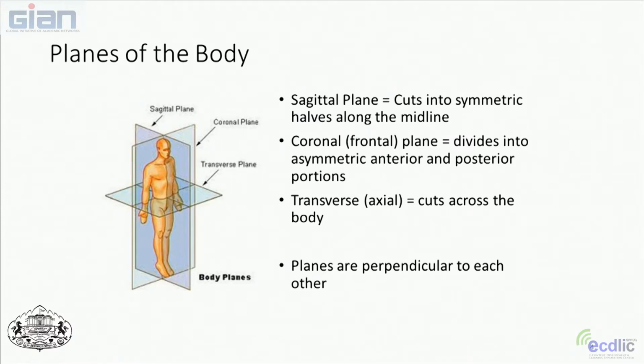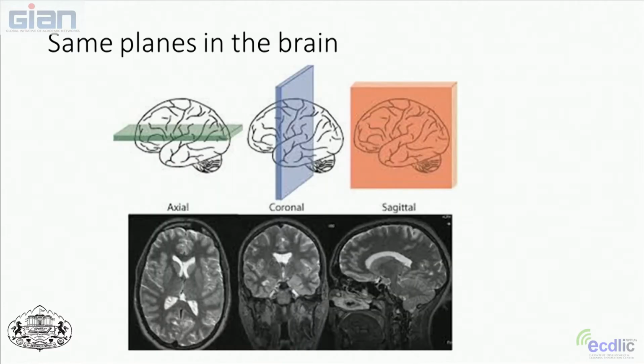The coronal plane is the frontal plane. It divides the anterior and posterior portions. So the coronal plane I always think of as sort of cutting off the face part of your head. A little morbid maybe, but and the transverse, or what we call more commonly in the brain, is the axial cut, and that cuts along the mid plane of the body. So all the planes are perpendicular to each other. And this shows them on the body, but we also use these quite frequently when we talk about the brain.